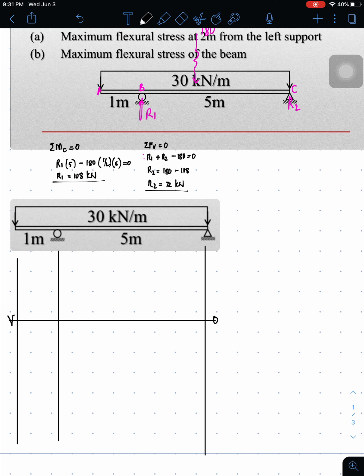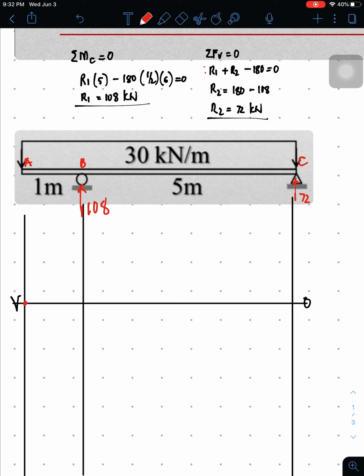Okay, so we can take a shortcut. How do we make the shortcut? But first, let us supply the reactions here. This is 108. And then here, this is 72. Okay, how do we make the shortcut? We all know that the shear at point A is zero because there is no concentrated load. And then for B, there would be 108. And for C, it is 72 concentrated.